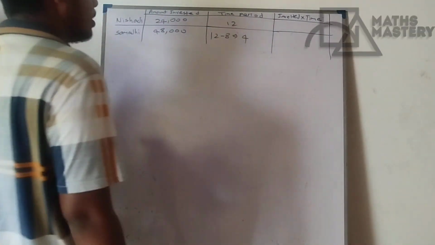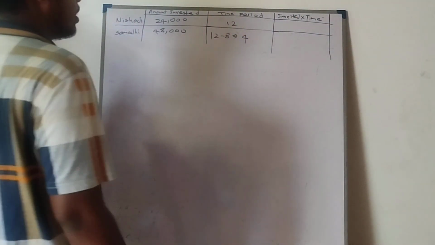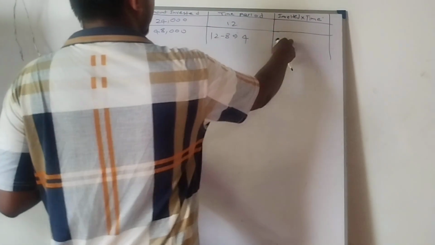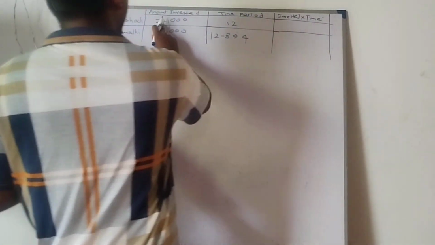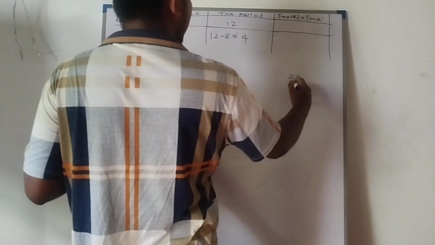So what you are supposed to do, 24,000 you should multiply by 12. The answer of that should be put here, and 48,000 multiplied by 4, the answer should be put here. So let's multiply and put the answer here. First 24 multiplied by 12, let's multiply and see.